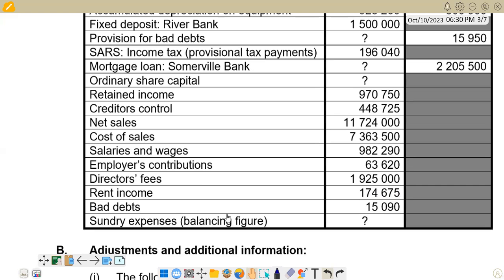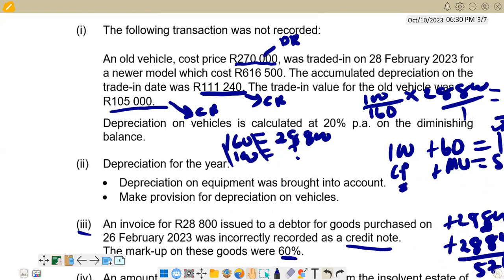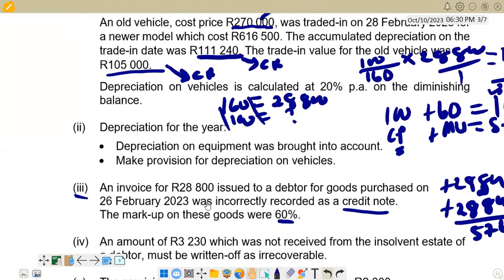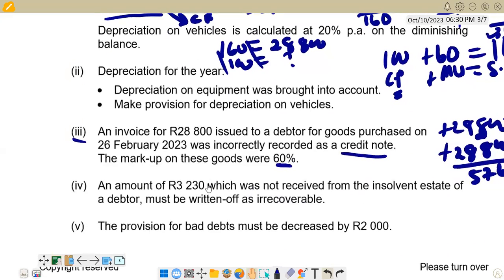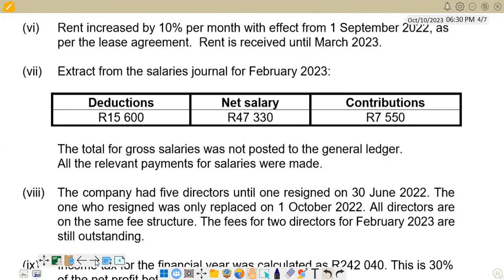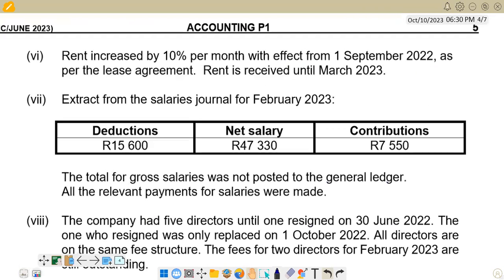So we go down to check any adjustment that we have that is explaining about rent income. You see here, we don't have anything affecting rent income. So we go to the next page. Right, there we have got something that is affecting rent income on 5 here. We are told that rent increased by 10% per month with effect from 1 September 2022. As per the lease agreement, rent is received until March 2023. So let's try to see what transpired there.